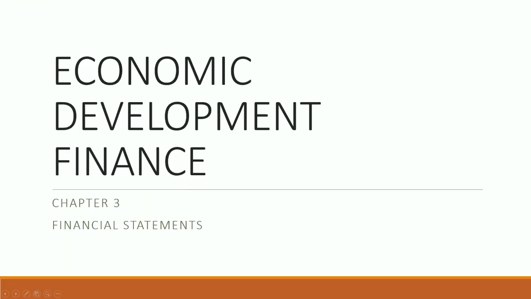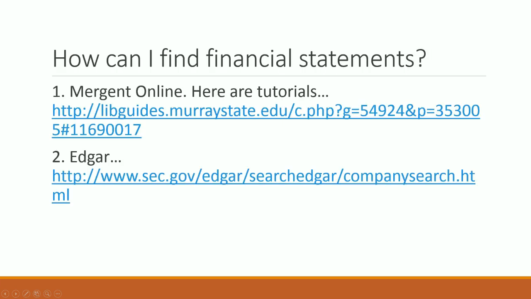We are covering Chapter 3, Financial Statements today. You have the ability as a student at Murray State to use a database called Mergent. Financial statements are available on Mergent, and I did create a video explaining step by step how to use that. You can find it on Canvas.